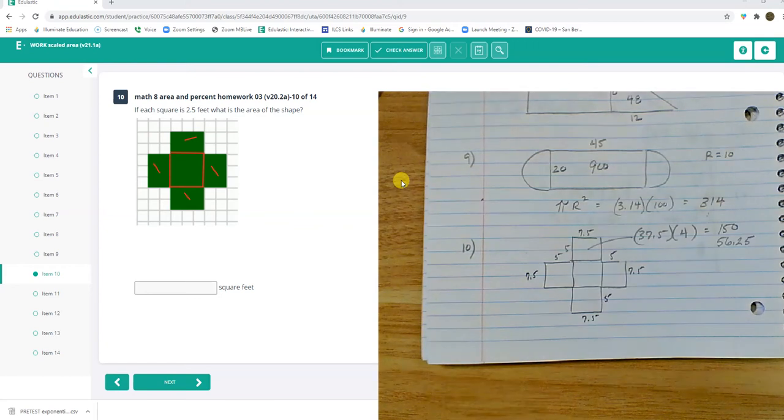And I'm going to add the numbers together. And I get 150 plus 56.25, 206.25.